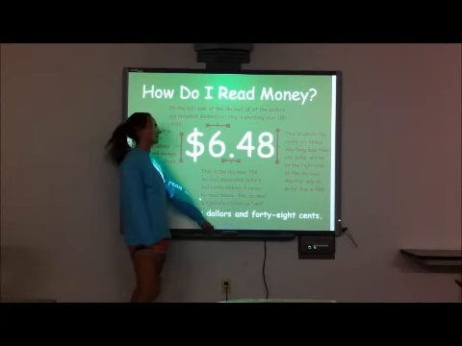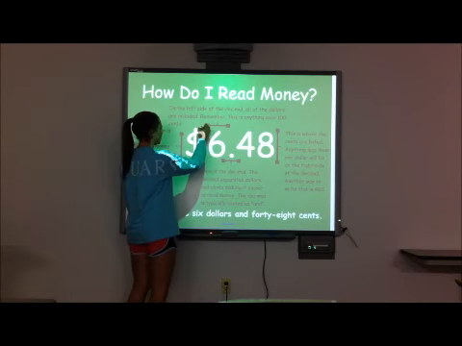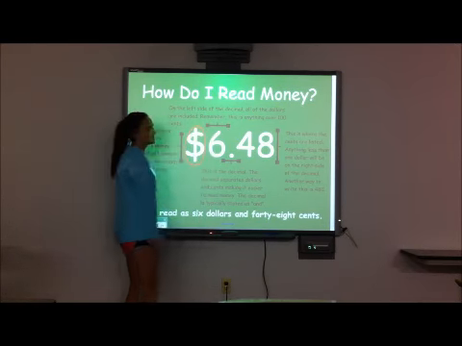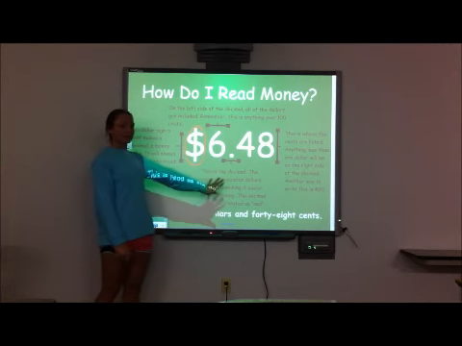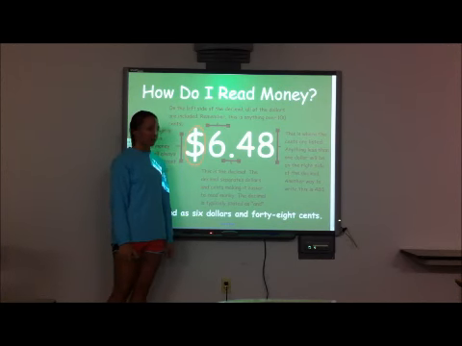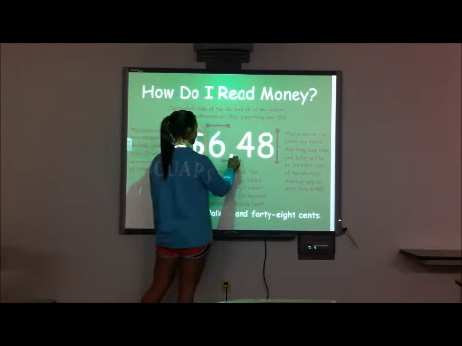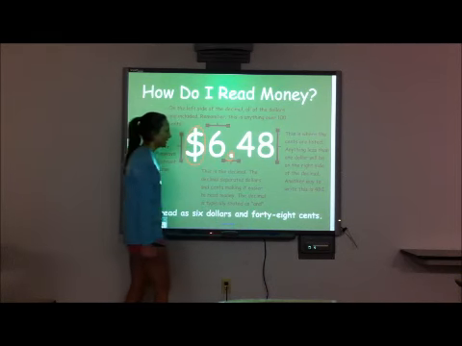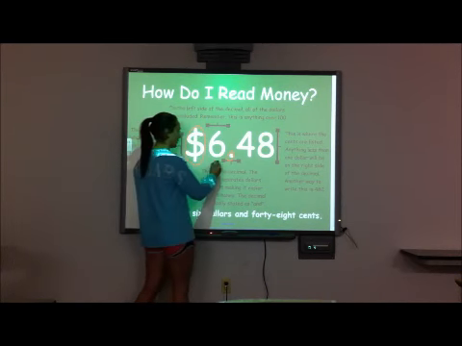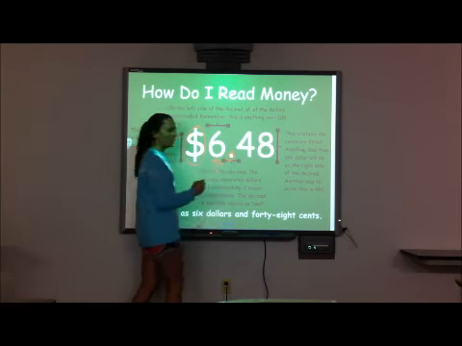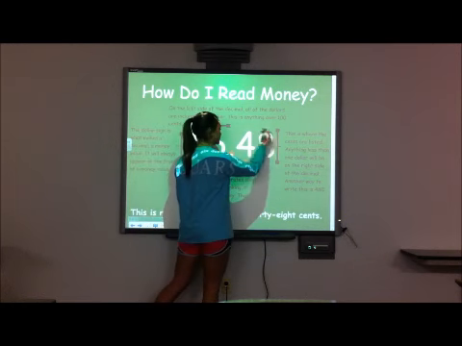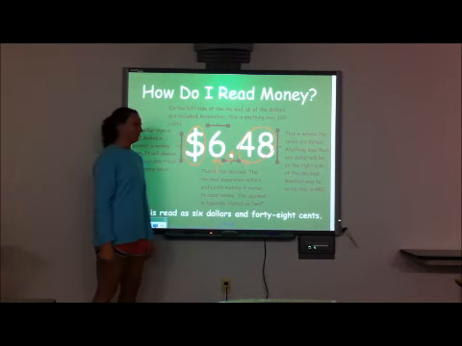So how do you read money? The first thing you need to look for is the dollar sign. When there's a dollar sign placed in front of any numbers, you know that it is money. The next thing we're going to talk about is a decimal. The decimal separates the whole number, or the dollar, from the cent, which is part of the dollar.